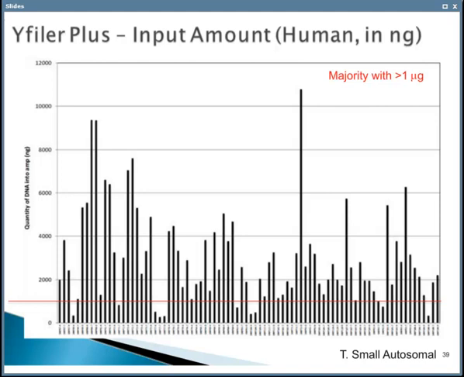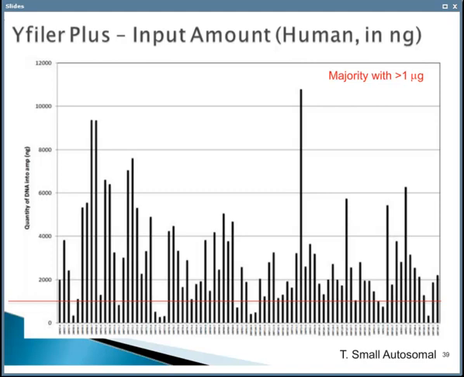When you look, however, at how much human DNA is placed into each of these PCR reactions, remember we added 1 nanogram of male DNA independent of how much female was present, or we added 10 microliters of extract independent of how much female was present. And here's what we are actually adding to the PCR reactions in this case.